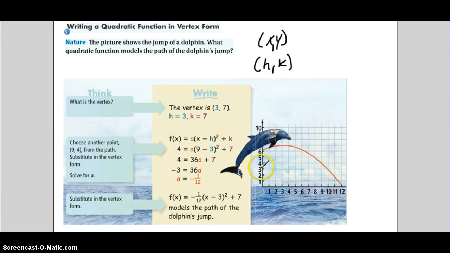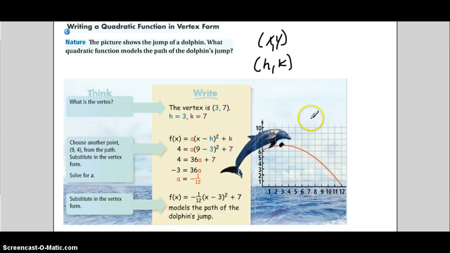So let's take a look at this picture here. They want us to go ahead and write a quadratic function that models the path of the dolphin's jump. So here is the path of the jump, and they want us to write a model from it. Well, we said the first thing we might want to find out is the vertex. And as a matter of fact, if we go to (3, 7), we can find out that is the maximum height of the dolphin.